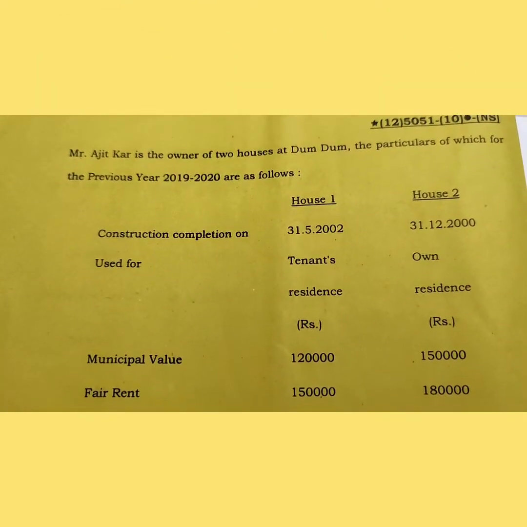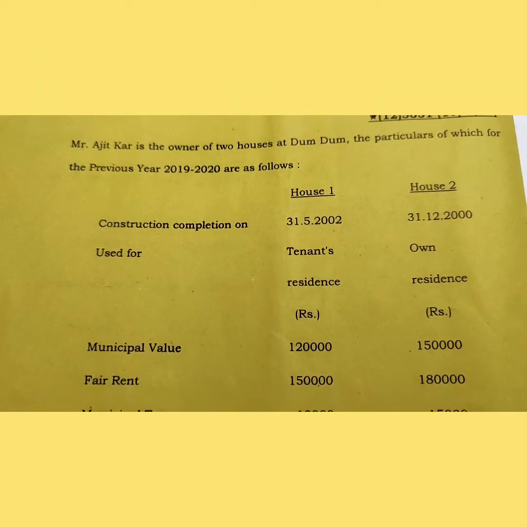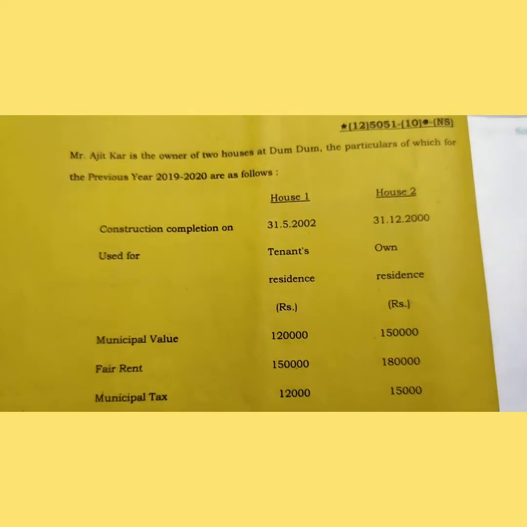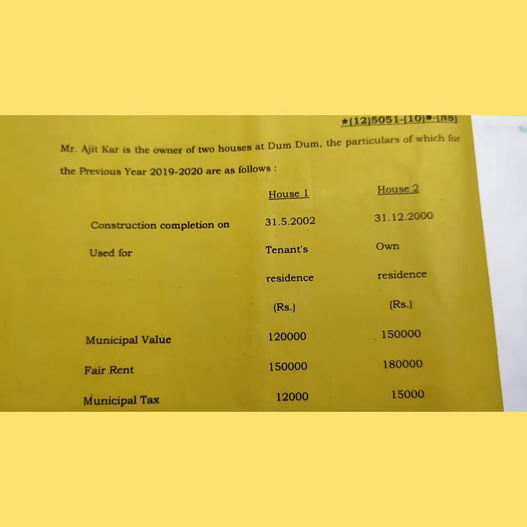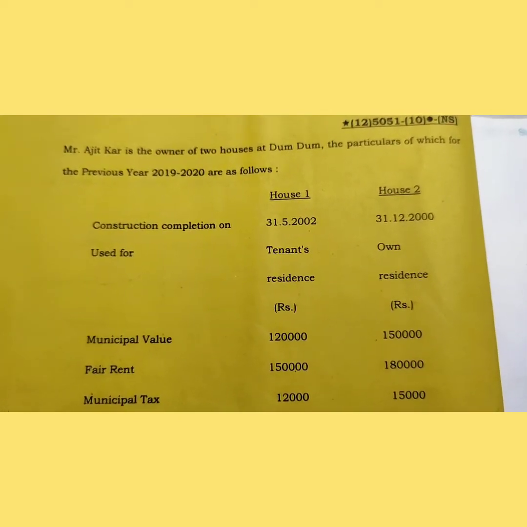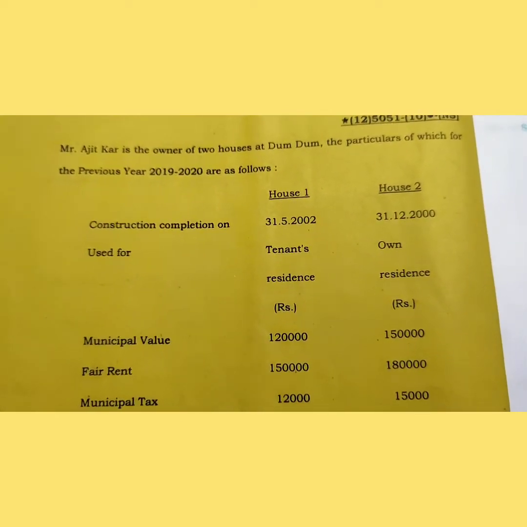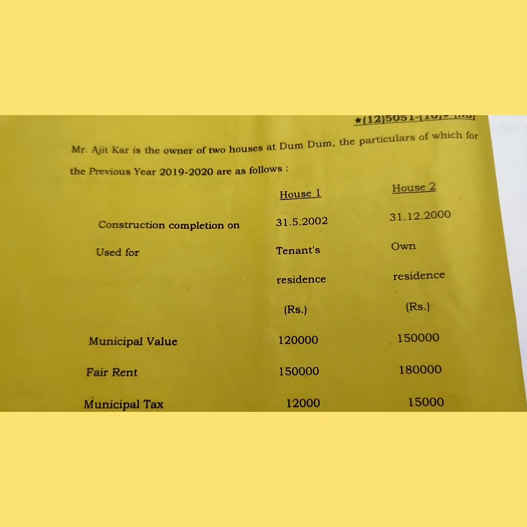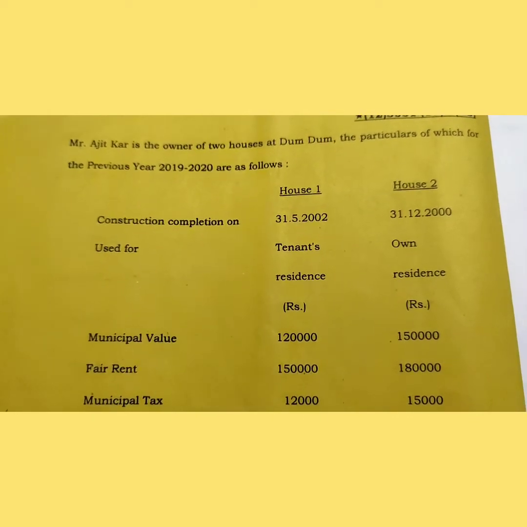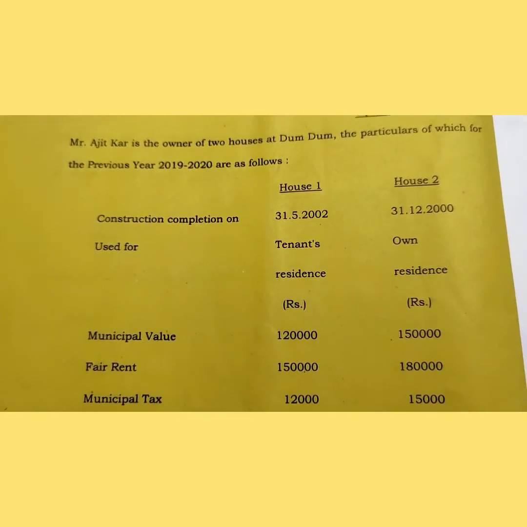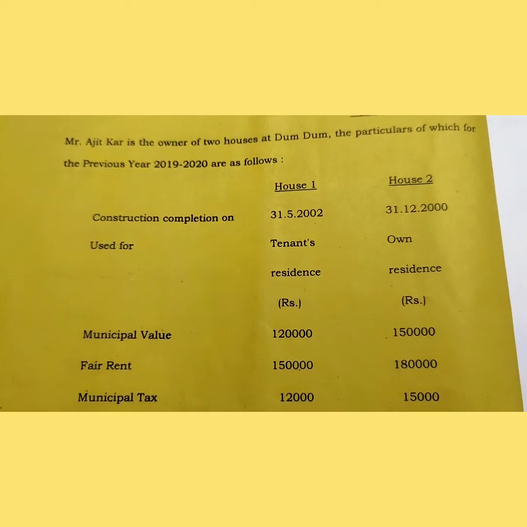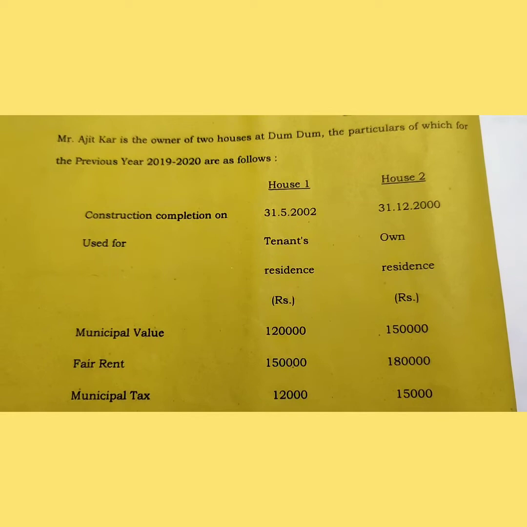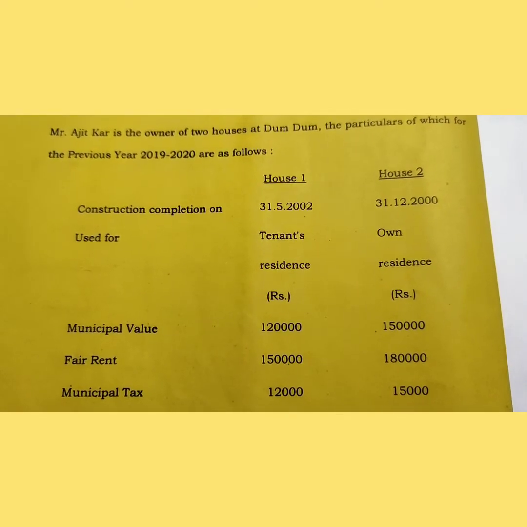Another question is there, question number 5. That is also for income from house property in the year 2022. We are doing the sums of 2022, not 2019. Now, there are also two houses, and construction completed on first house is 31-5-2002 and for second house is 31-12-2000. Used for first house is tenant's residence and house 2 is for own residence.